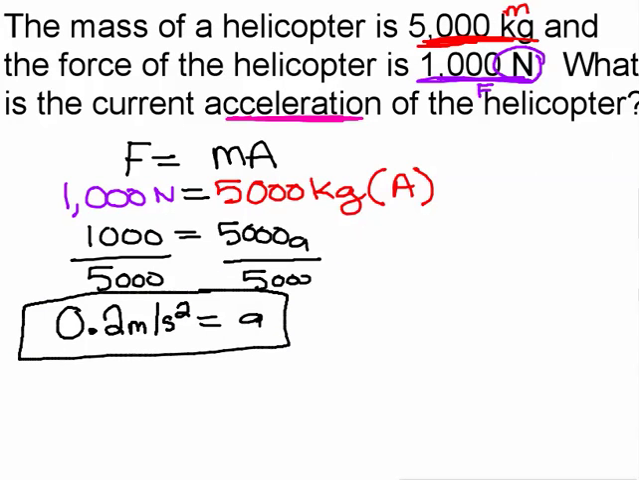So just to review, whenever you are solving for acceleration, you figure out the force and you figure out the mass, and then you divide by the mass to figure out the acceleration. And that is how you solve it when they don't just give you mass and acceleration.